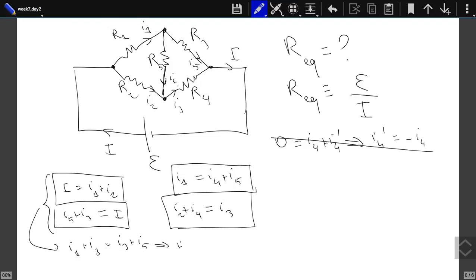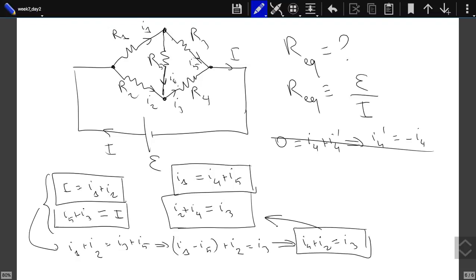Or I1 minus I5 plus I2 is equal to I3. Now what I did is I took this equation, moved I5 to the other side, so I have I1 minus I5 plus I2, this is equal to I3. But I1 minus I5 from this equation is nothing but I4. So I4 plus I2 is equal to I3.